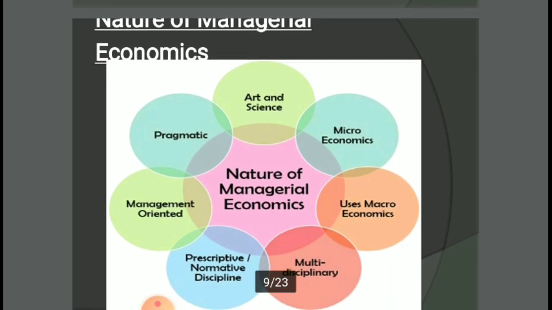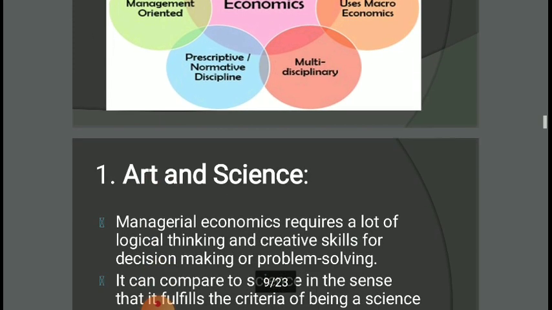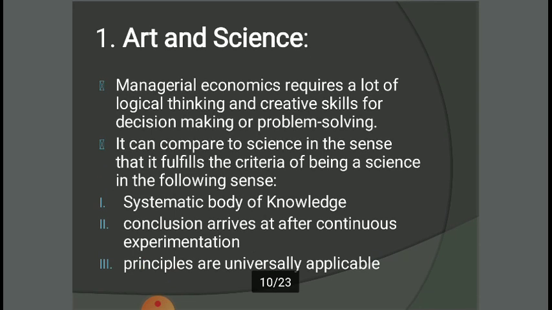Now let us move towards the nature of managerial economics. There are 7 types of nature. One, managerial economics is art and science. Second, managerial economics is microeconomics. Third, managerial economics uses macroeconomics. Fourth, it is multidisciplinary. Managerial economics is a prescriptive and normative discipline. Managerial economics is management oriented, and it is pragmatic. Let us understand this one by one. This nature can also be written as characteristics of managerial economics.